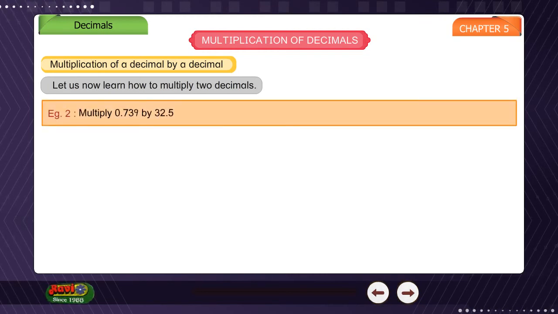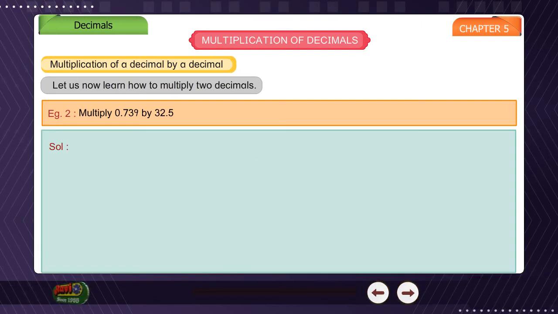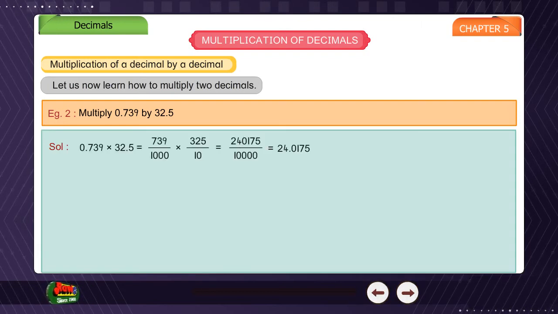Example 2. Multiply 0.739 by 32.5. Solution. 0.739 into 32.5 is equal to 739 by 1000 into 325 by 10, which is 240,175 by 10,000, equal to 24.0175.